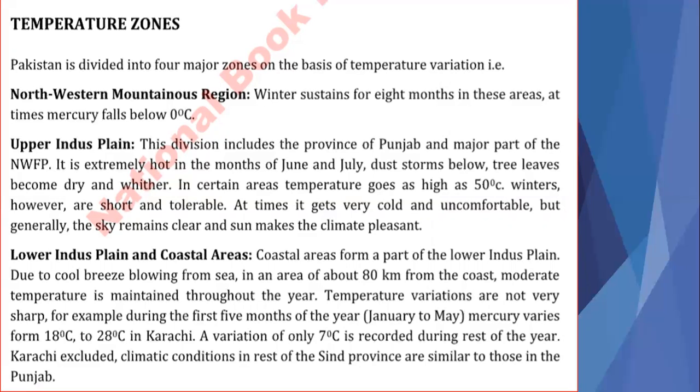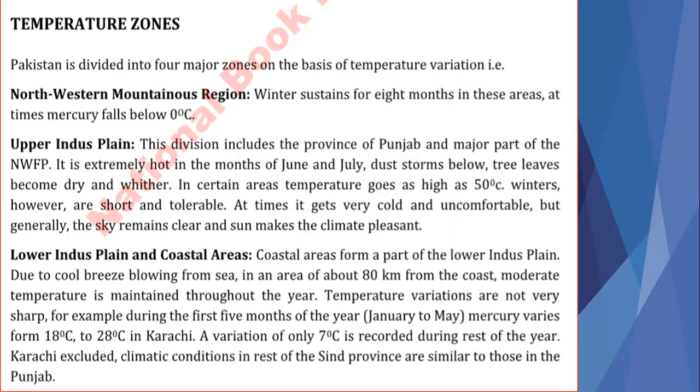Upper Indus Plain: this division includes the province of Punjab and a major part of the NWFP. The temperature will be high in the months of June and July, and the weather will be extremely hot in these 2 months, with dust storms, and tree leaves become dry and wither. In some areas, temperature goes as high as 50 degrees centigrade. Winters however are short. At times it gets very cold and uncomfortable, but mostly the sky remains clear and the sun makes the climate pleasant.